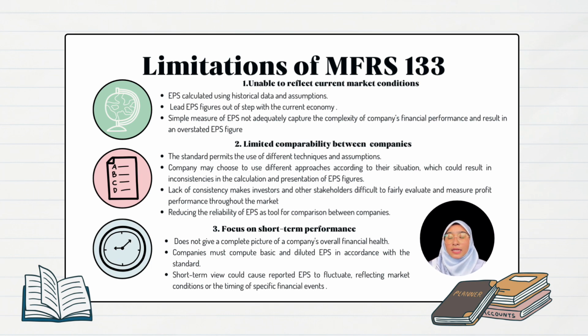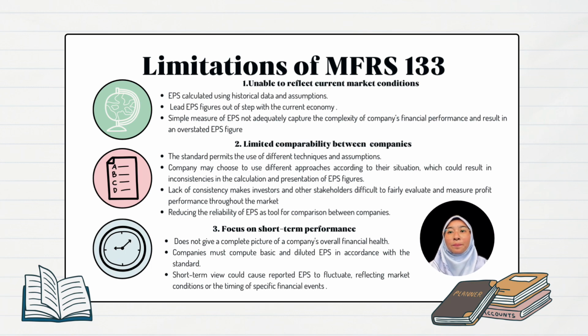Moreover, MFRS 133's goal is to provide a simple and standardized measure of EPS. This could not reflect the complexity of a company's financial performance, and this may also mislead the investor. The second limitation of MFRS 133 is that it has the potential for limited comparability between various companies, especially when it comes to earnings per share.